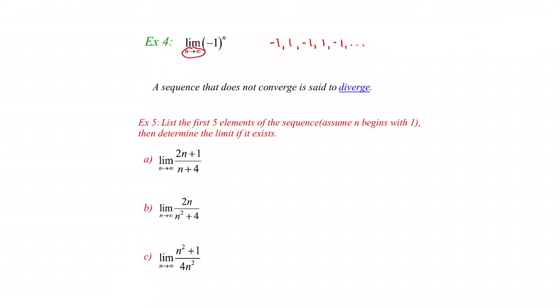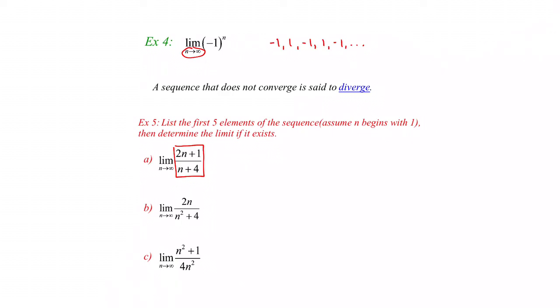So on example 5, what we want to look at is I want you to list the first 5 elements of the sequence, just to see if you can recognize what that pattern is, but then we're going to determine the limit, if it exists, of the sequence itself. So I'm writing it in limit form, so limit as n approaches infinity. The sequence that we're looking at is right there: 2n plus 1 divided by n plus 4.